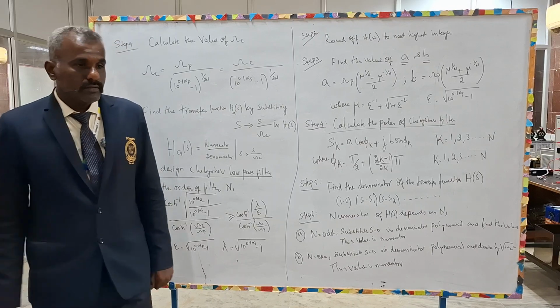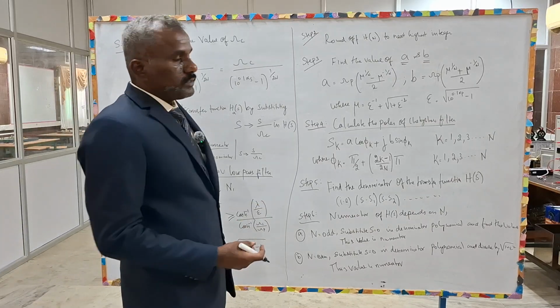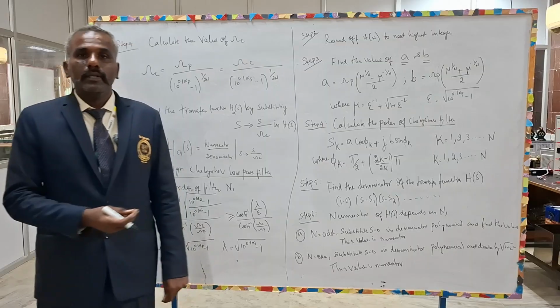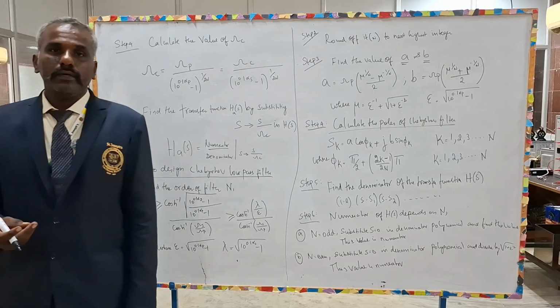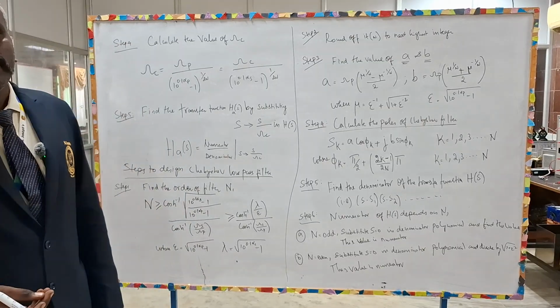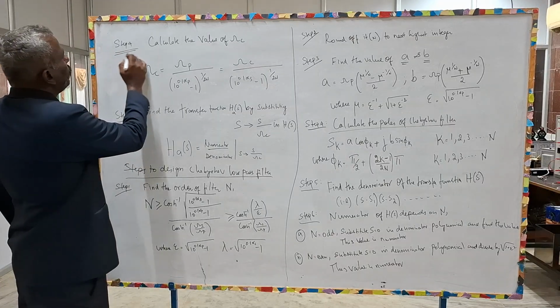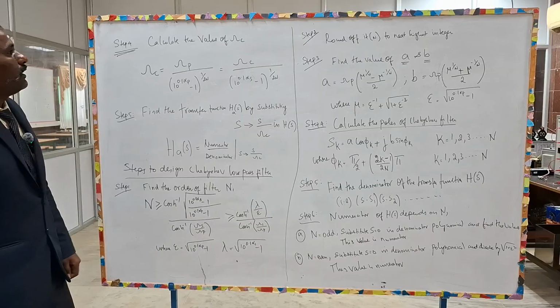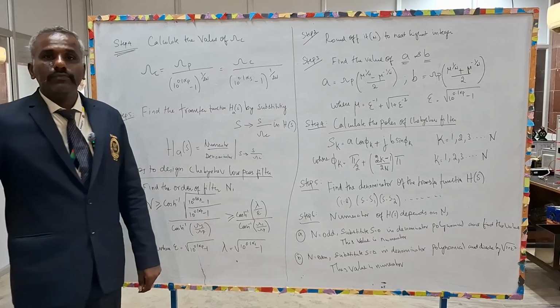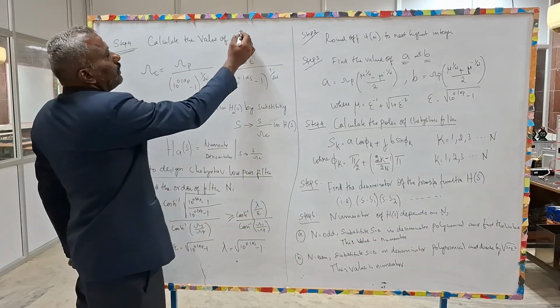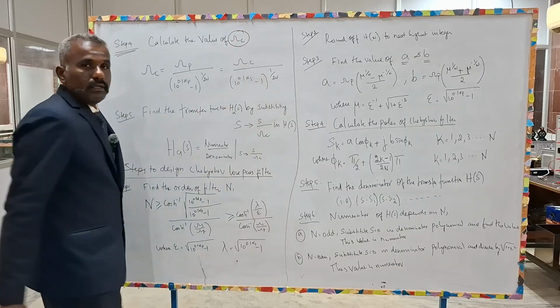So far we have discussed step number 3, for finding the denominator as well as numerator value of H(s). Then we have the procedure, that is step number 4 in Butterworth filter design: calculate the value of the cutoff frequency, that is the analog cutoff frequency Ω.